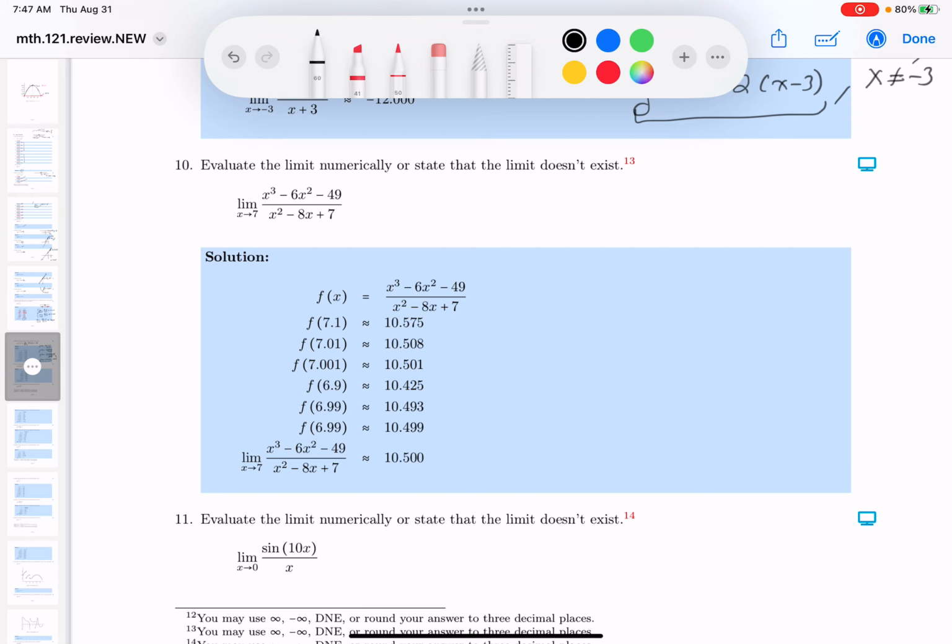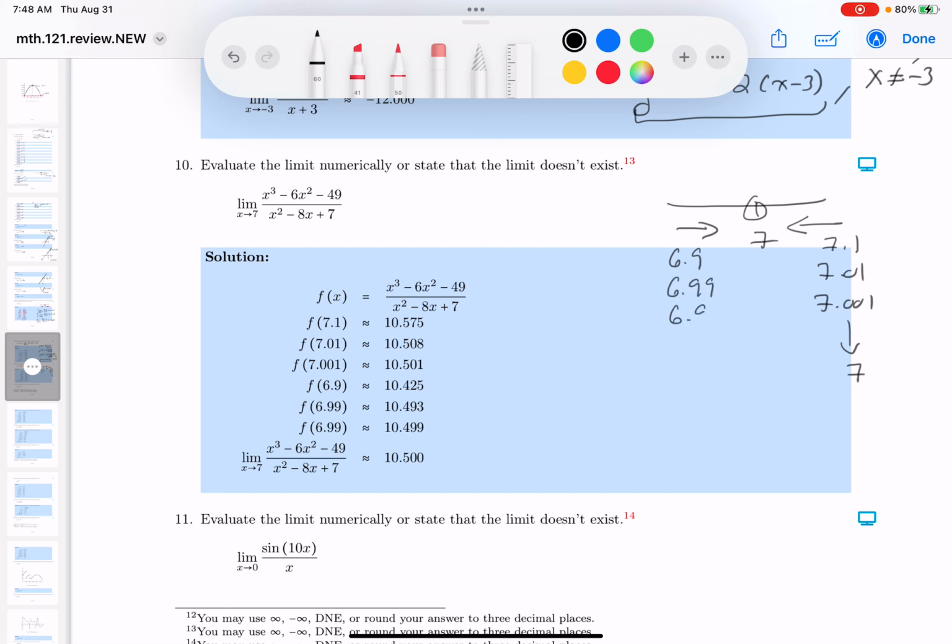So I want to claim to you, if I were doing a table, I need to get close to the number 7. We do it from the right side, and we do it from the left side. A good sequence from the right side would be numbers slightly bigger than 7, like 7.1, 7.01, 7.001. If I looked at the sequence of x's, I'd say they're going to 7.